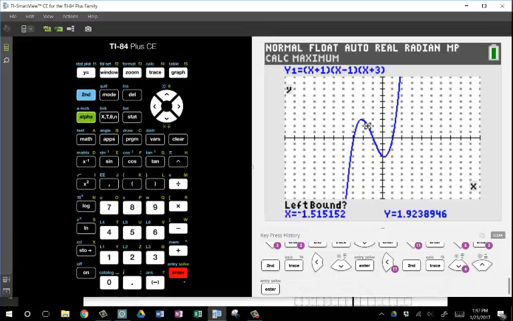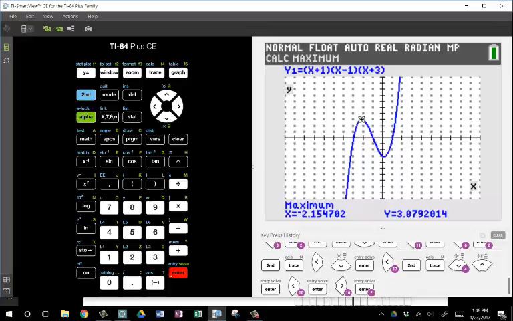And now I am keying in on this spot right about there. Would you agree that's about the maximum where my cursor is? So I'm going to go a little bit to the left of that. Hit enter. Then I'm going to go to the right of the hump and hit enter. And then hit enter a third time, and my calculator is now going to accurately calculate to 5 decimal places the maximum. Now, look at the x value. What is the x value? Let's write that down. Negative what?